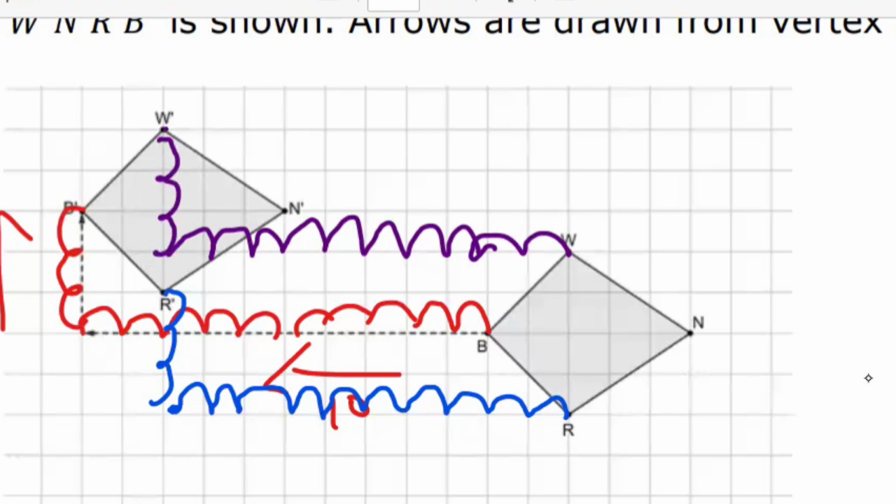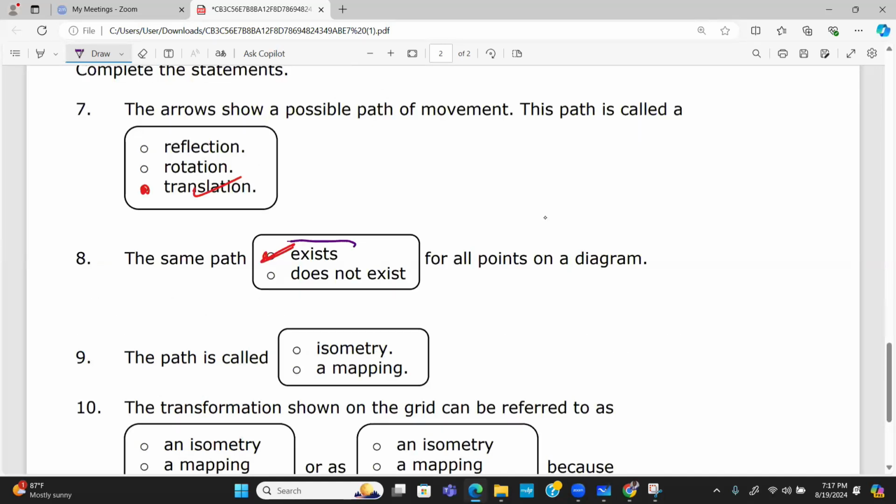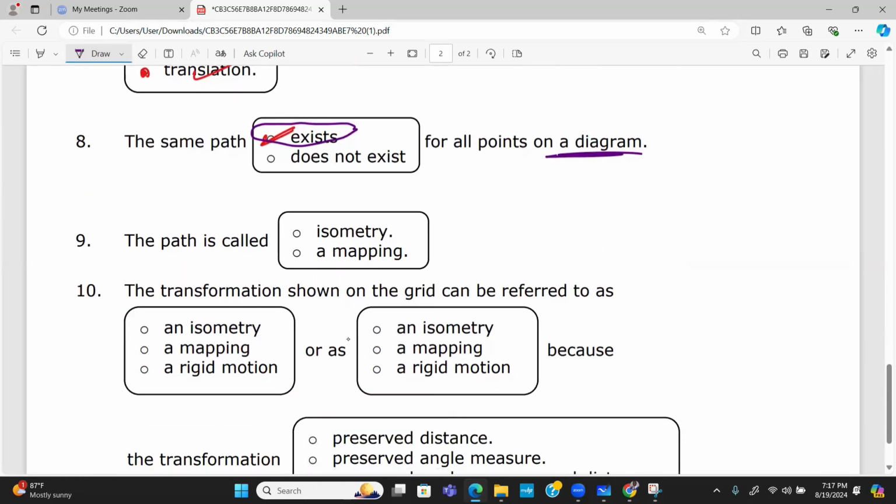So we are noticing that we're getting a standard movement. The path is 10 to the left, 3 up for all points from this figure to produce that. So that's why we said that the same path exists for all points on the diagram, that same movement. Now, the path is called a mapping. So that 10 to the left and 3 up is called a mapping.